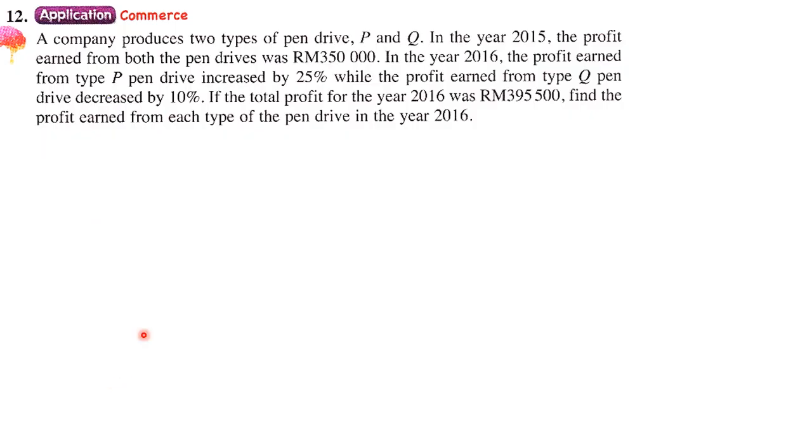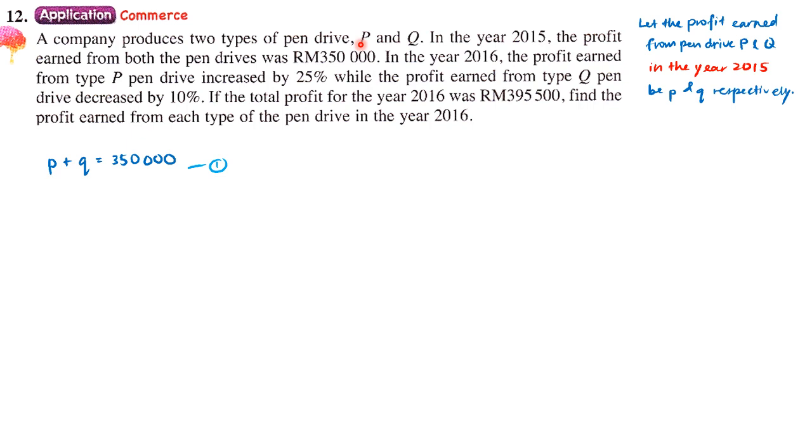Last question. All right. A company produces two types of pen drives, P and Q, in the year 2015. The profit earned from both the pen drives was this. Okay, so the profit I got from P and my profit from Q, add together it will be 350000. Can I define my terms first? Yeah. Okay.